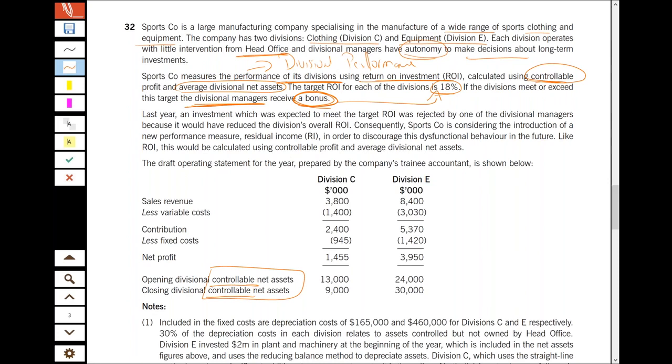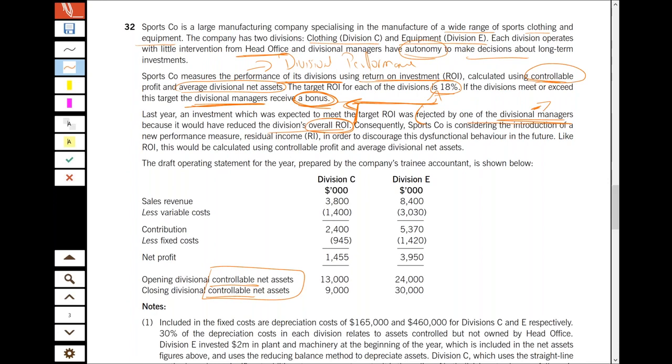Last year, an investment which was expected to meet the target ROI was rejected by one of the divisional managers, because it would have reduced the division's overall ROI. Which means the manager rejected an investment. And why did they reject it? Because that investment would have reduced the overall ROI. And if the ROI reduces, this means the manager loses the bonus. Okay. Now, listen. Million dollar point coming up.